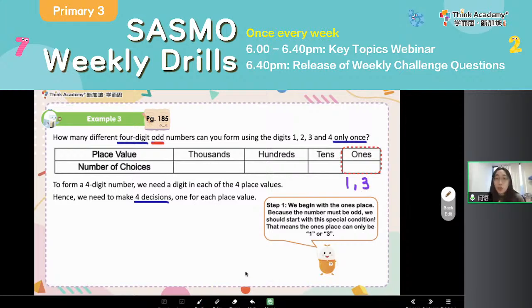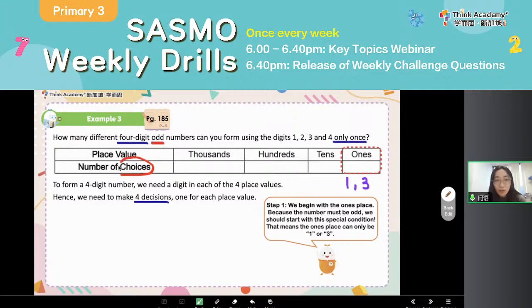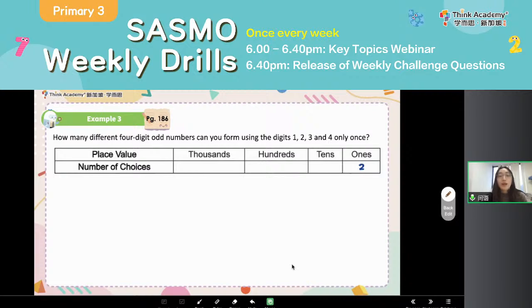So in this way, how many choices are there? Okay, pay attention. How many choices are there for the ones place? Yes, you only have 2 choices, right? Digit 1 or digit 3, okay? So following this, let's move on. Now we know that for the special place value, which is the ones digit, I can only put digit 1 or digit 3. So I have 2 choices here.